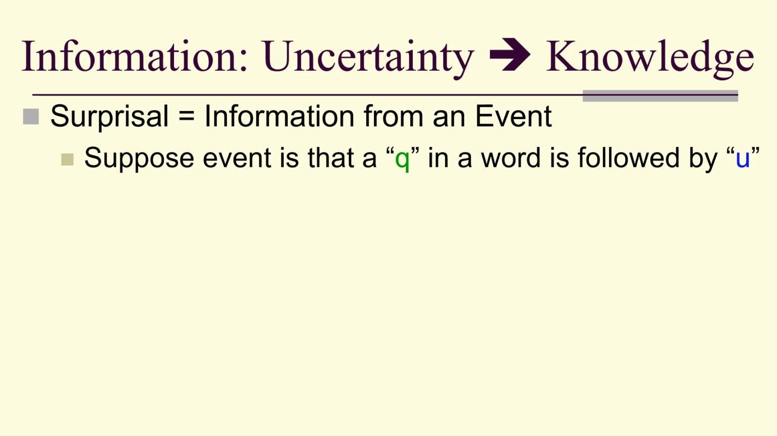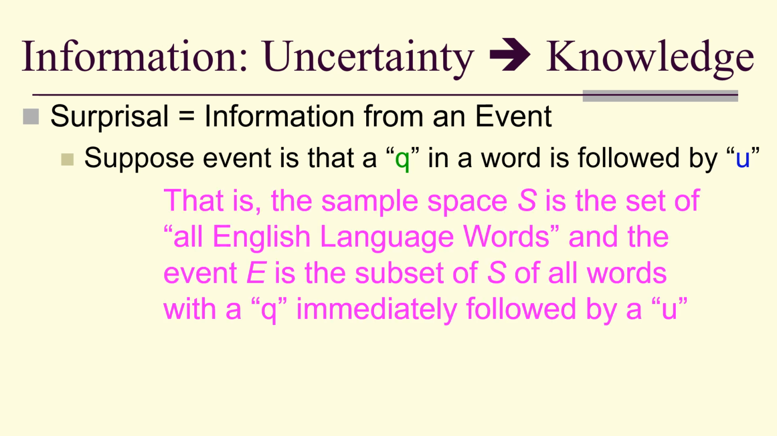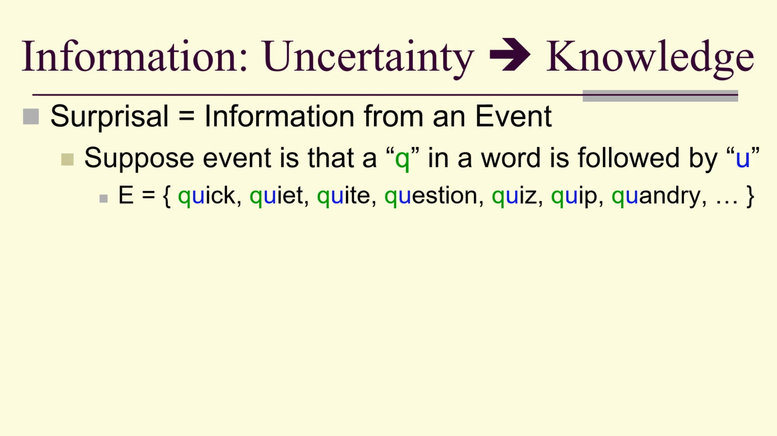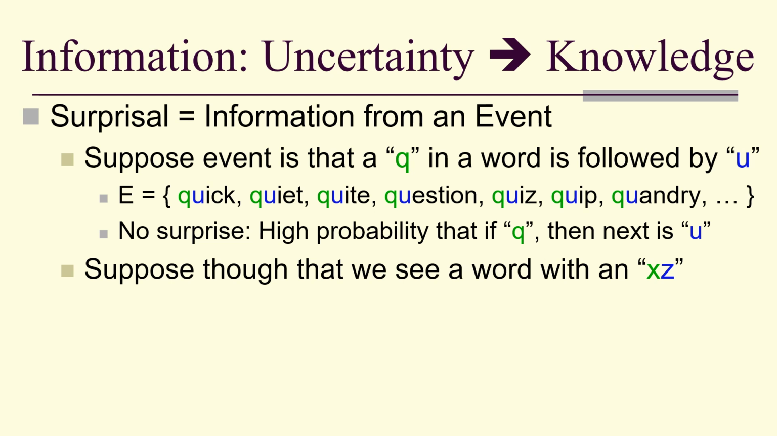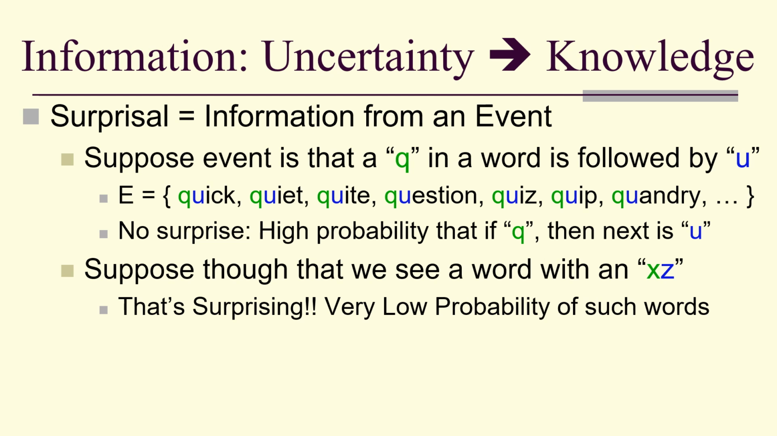Suppose the event is that a Q in a word is followed by U. That is, the sample space S is the set of all English language words, and the event E is the subset of S of all words with Q immediately followed by a U. For instance, here are some words in E. Well, this is no surprise. There's a high probability that if we see a Q, the next letter is U. That's a standard construction. But suppose we see a word with an XZ. Now that would be a surprise. Very low probability of such words.